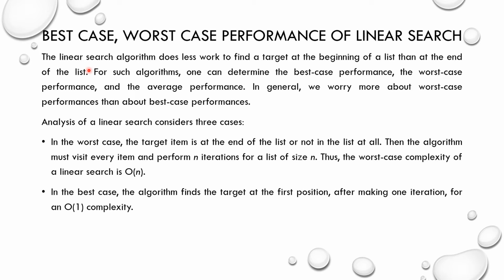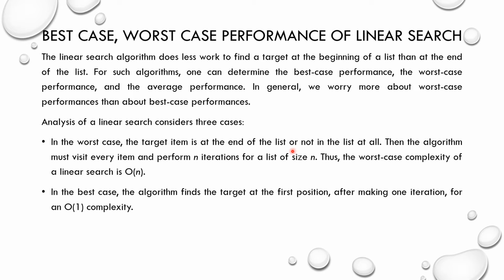For such algorithms one can determine the best case performance, the worst case performance of the algorithm, or the average performance. Here basically we are mainly worried about the worst case performance rather than the best case and average case. Here we are basically considering 2 cases, and the third case, the average case, we are not considering. In the worst case, the target item is at the end of the list or not in the list.